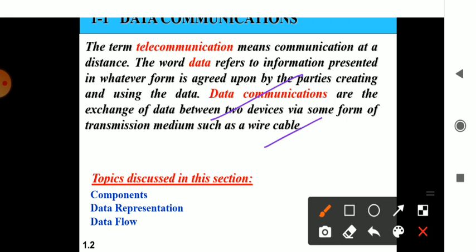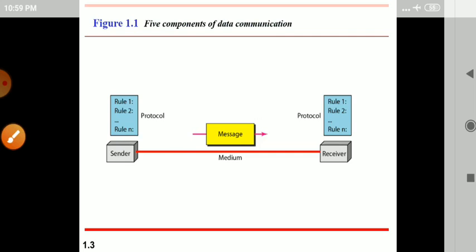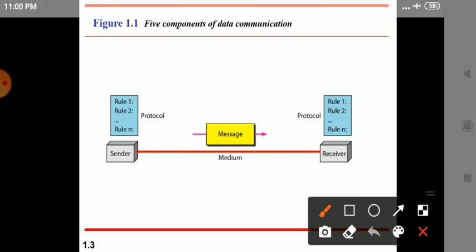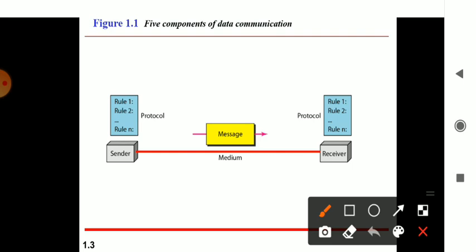So in today's session you will be learning the components, the data representation and the data flow in data communication. Let's check the various components involved in data communication. As you all know, there are five of them: the protocol, the sender, the message which has to be sent, the medium, and the receiver.